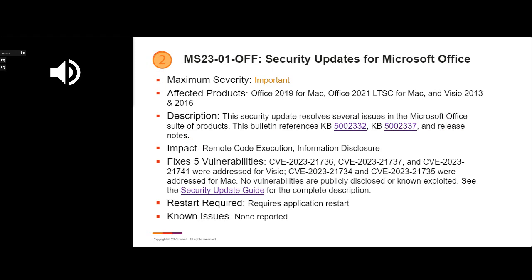I did list the vulnerabilities down below here. 3 of these were specific to Visio. The first one's there, 21.736, 737, and 741. Again, those are specific to Visio. And the other 2 vulnerabilities were addressed in the Mac updates that were 2023 21.734 and 2023 21.735. Again, those are specific to the Mac releases, but they're all lumped together here under the Microsoft Office update this month.